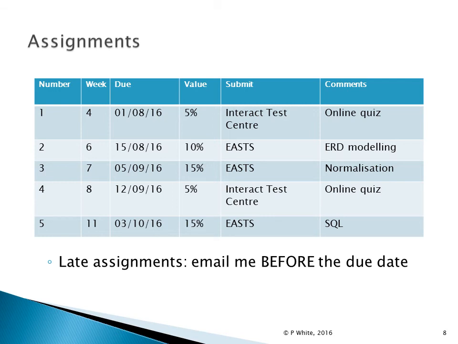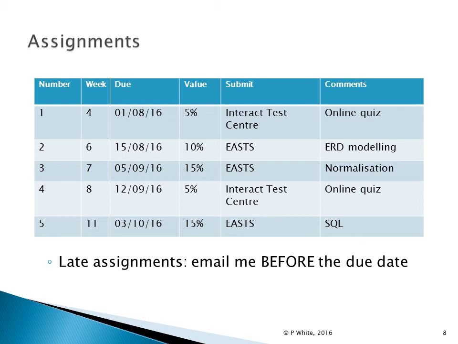We have 5 assignments in this. The first one is in week 4. It's just an online quiz, a nice, quick, multiple choice quiz, self-marking, so you'll know your results right at the end of it. In week 6, it's due the 15th of August, you've got another one on entity relationship diagram modeling. That one's worth 10%, and you will submit it through EASTS. We'll talk about this as we get closer to it.